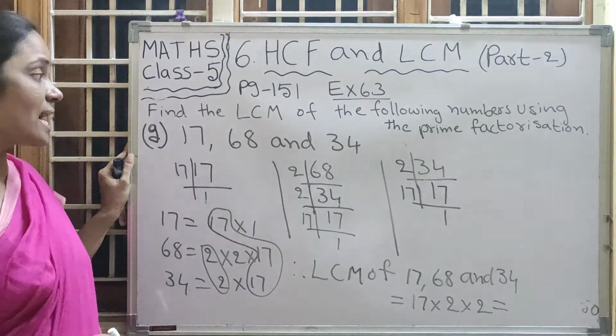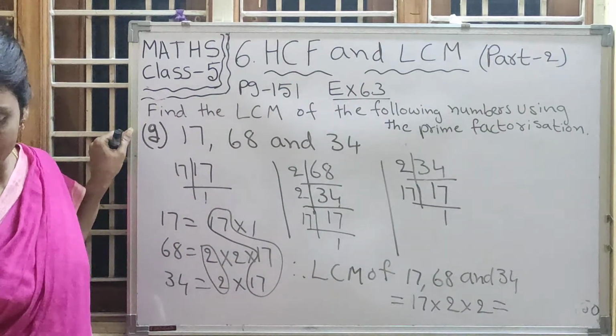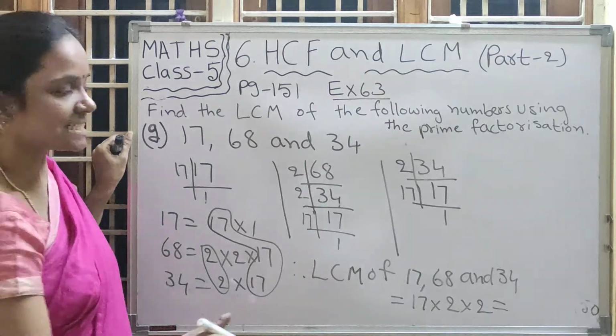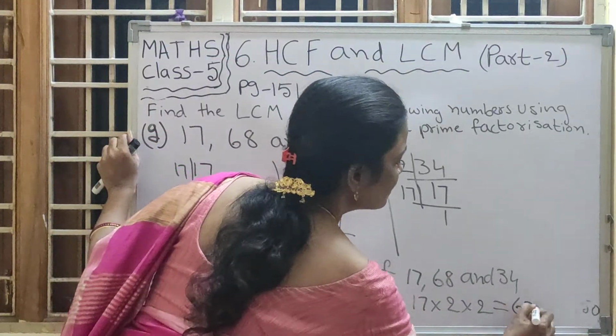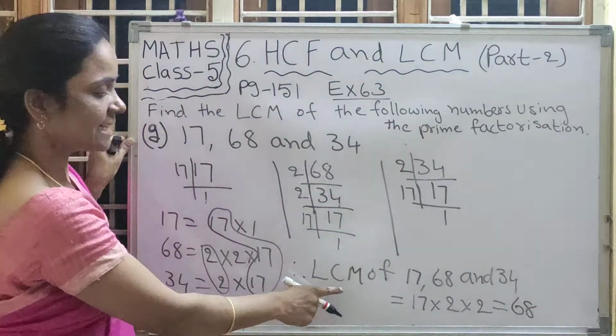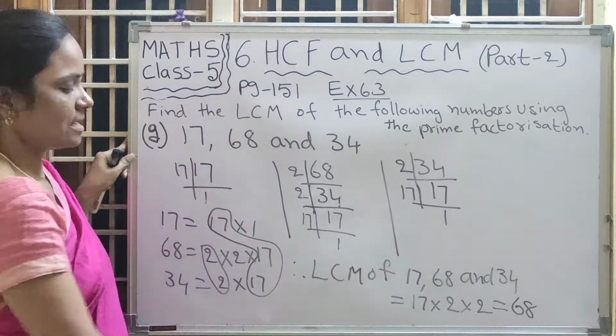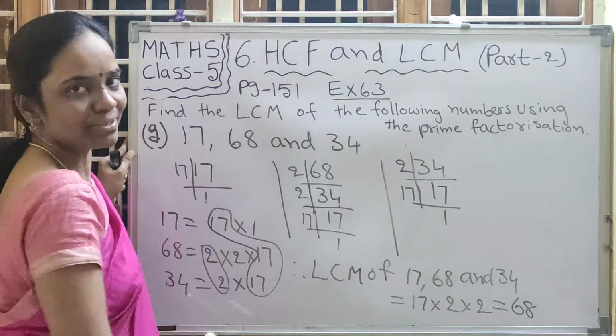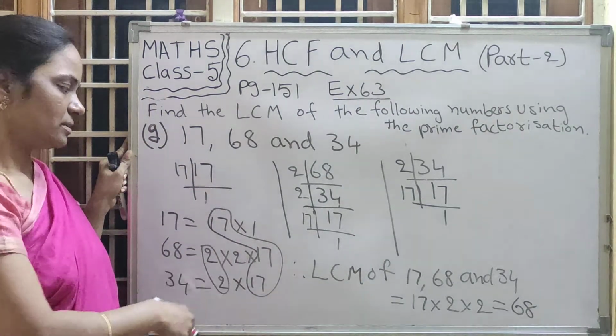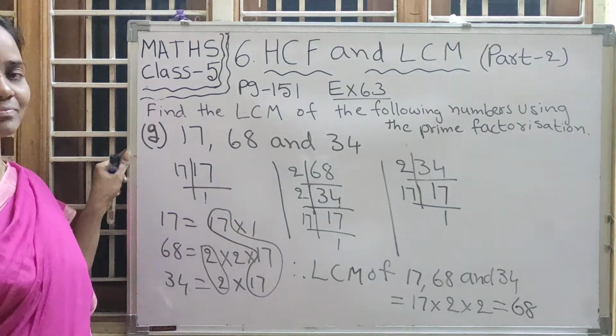17 2s are 34. 34 2s are how much, children? 68. So, understood all of you? The LCM of 17, 68 and 34 is 68. Lowest common multiple. LCM means lowest common multiple. Understood, children? Please note it down.